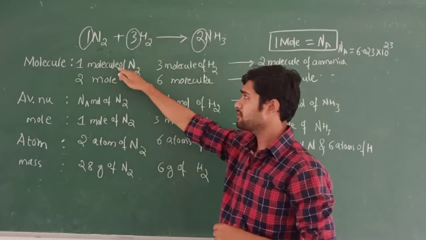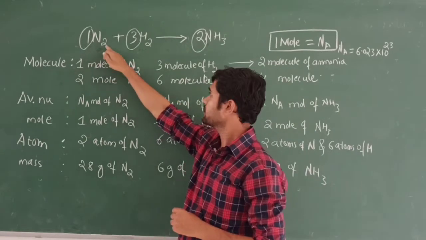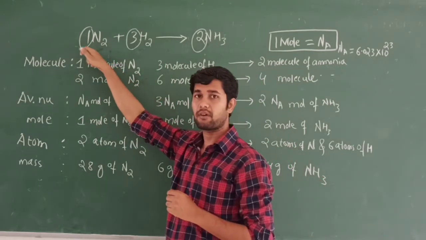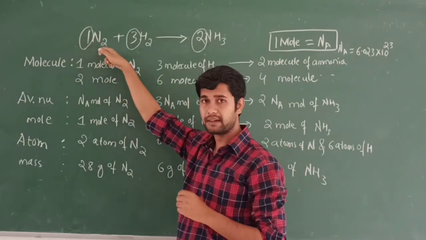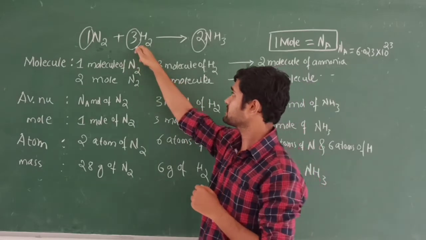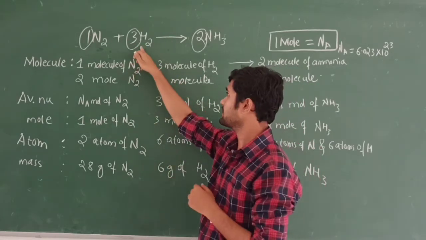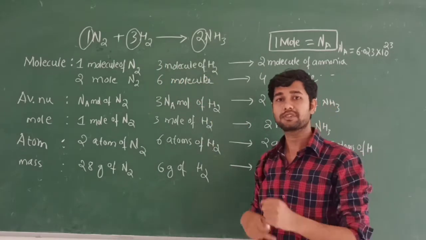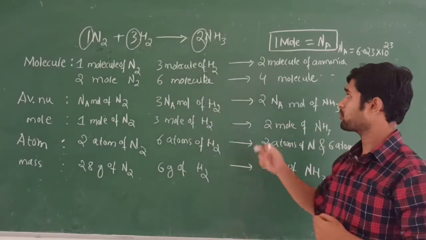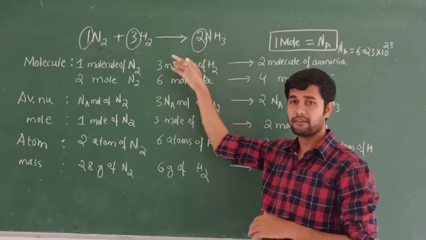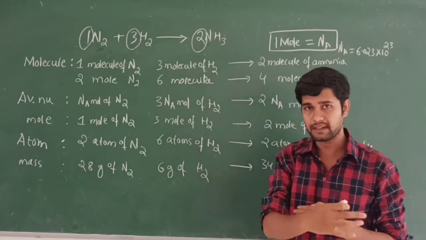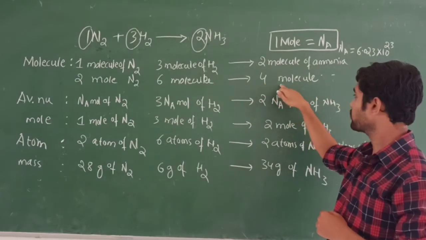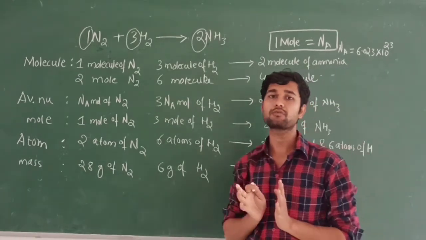If it contains one molecule, then the ratio is 1:3, right? So if I double this, what happens? If I write 2 molecules of nitrogen, then automatically the ratio also doubles, right? Then it becomes 6 molecules of hydrogen, which combine to give the product. When I double the reactants, the product must also double. That's why we form 4 molecules of ammonia here.